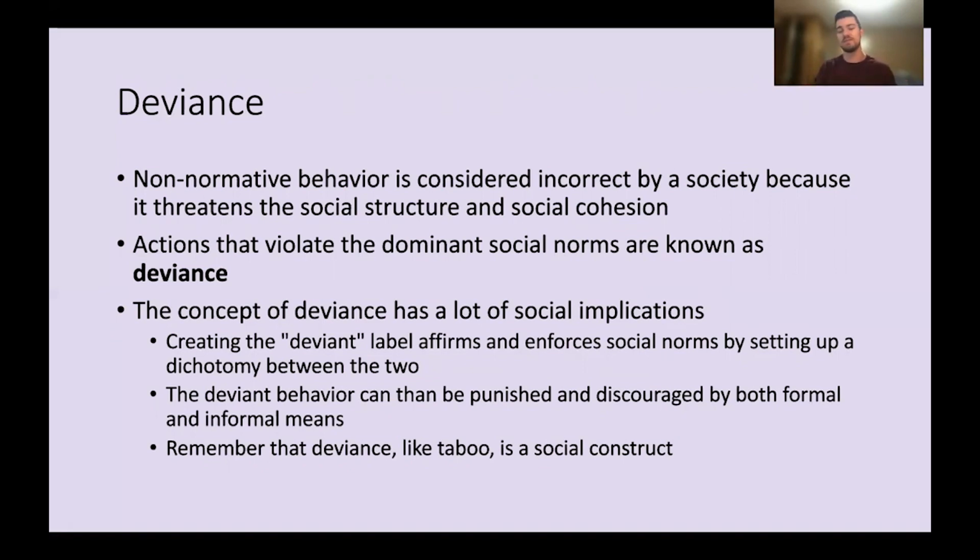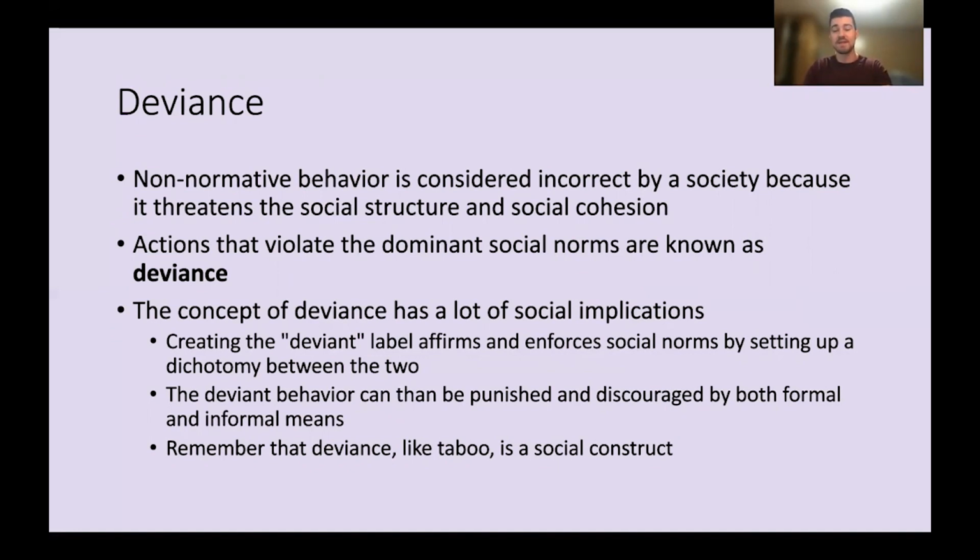So it's a dichotomy between the two different behaviors that we want to set up very clearly for each member of society. So that's why we have sanctions as well, to clearly outline what behavior is acceptable and what behavior is not acceptable. So deviant behavior can be punished and discouraged by both formal and informal means, like we spoke about before. Informal means, if you do something weird in public, you're going to get disapproving looks from bystanders. Formal means, if you break a law, you're going to get arrested, you're going to get fined, you may even be thrown in jail.